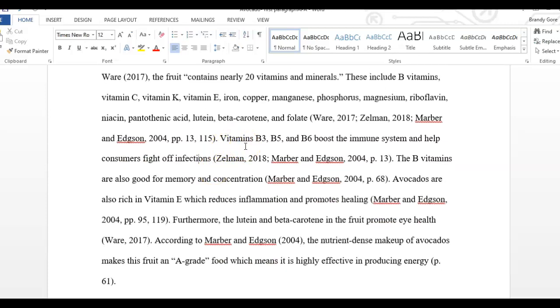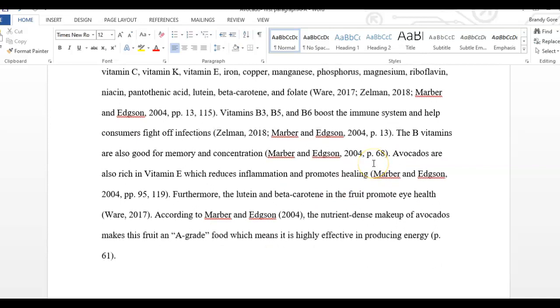Vitamins B3, B5, and B6 boost the immune system and help consumers fight off infections, and this information comes from these sources. The B vitamins are also good for memory and concentration. So you can see Marber and Edgson, 2004, page 68. It does not matter that we've repeated Marber and Edgson. We just want to be very specific and show that this particular information came from that source. Avocados are also rich in vitamin E, which reduces inflammation and promotes healing. Furthermore, the lutein and beta-carotene in the fruit promote eye health.